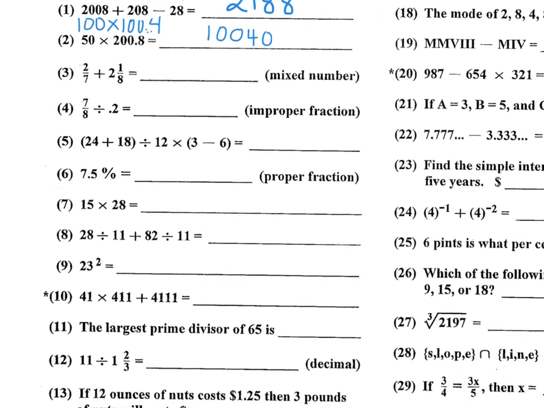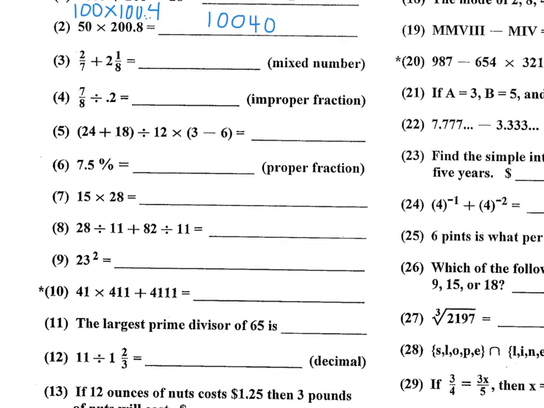Moving right along to problem number 3, we have 2 sevenths plus 2 1/8, and they want the answer as a mixed number. So you're going to have 2, and then 2 sevenths plus 1/8. I could do a little cross product. This 2 times 8 is 16, plus 7 times 1 is 7, and I could add 16 plus 7. That would give me 23, and then my denominator is 7 times 8, which is 56. So the answer there would be 2 and 23/56.